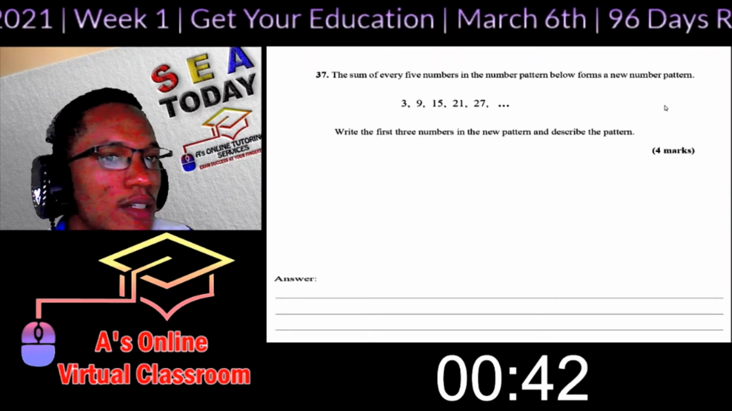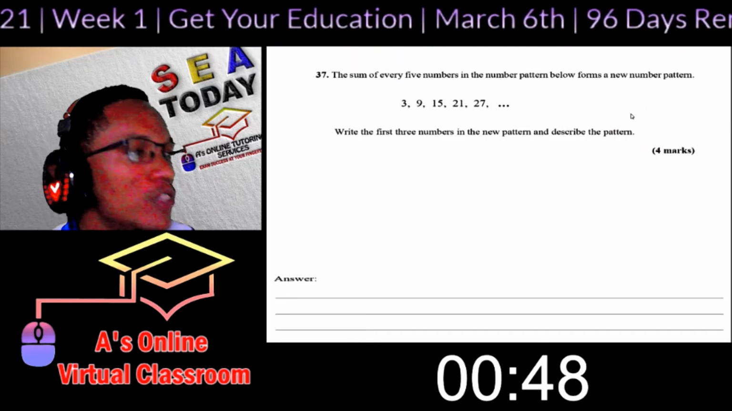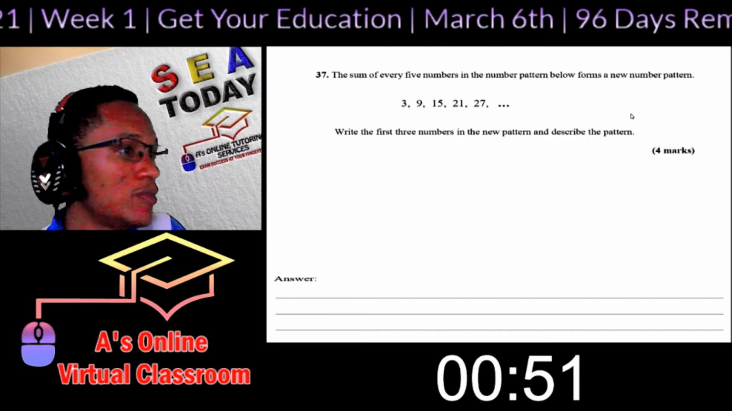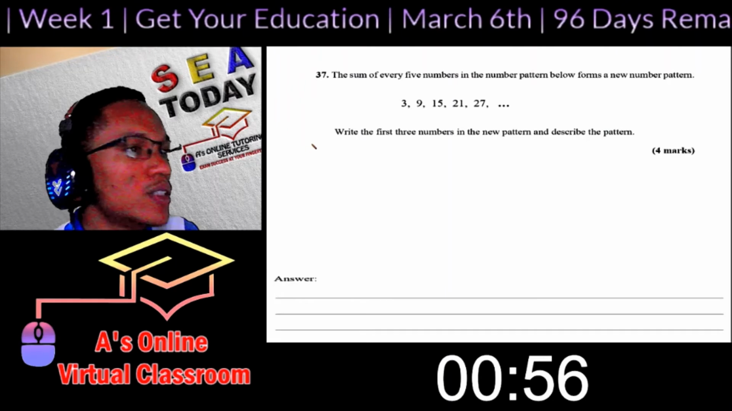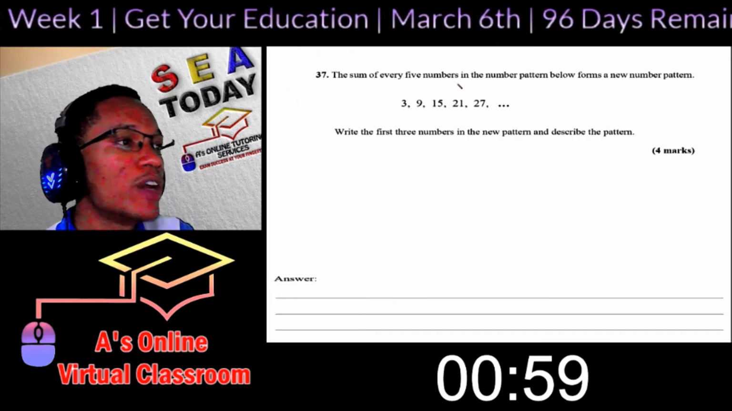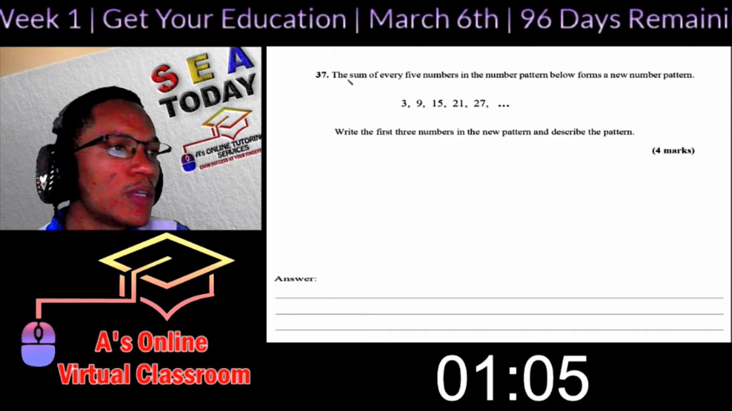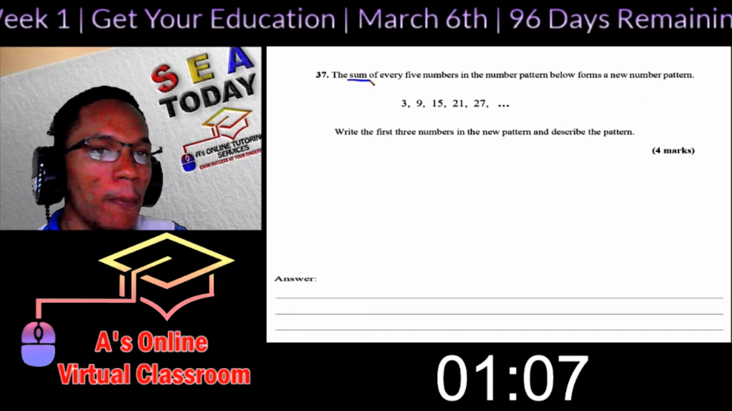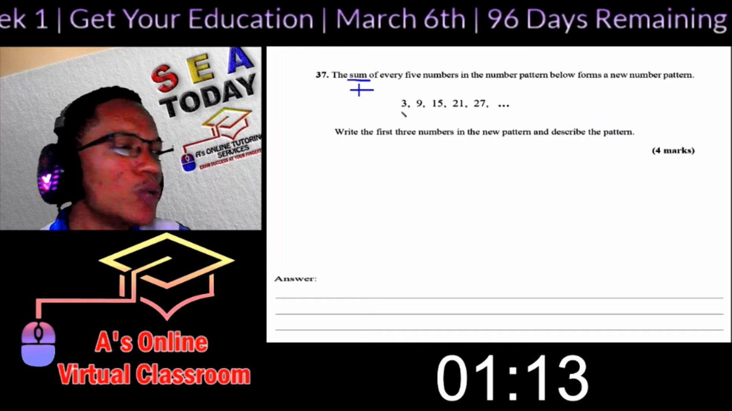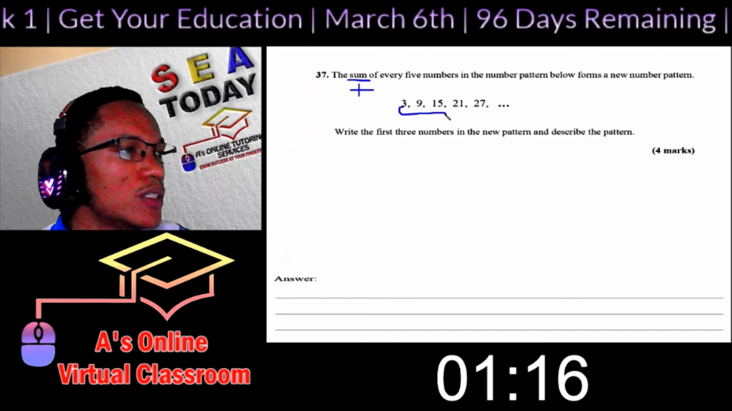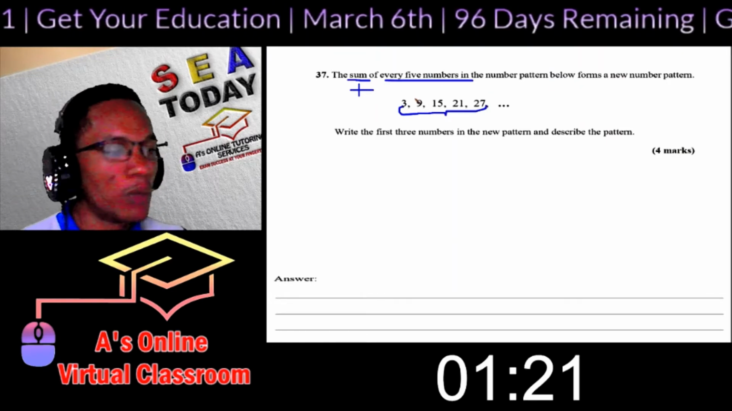These questions come very wordy, and you have to try your best to filter through what they're saying and what they're asking. So the first part of the question tells us that the sum of every 5 numbers in the pattern below forms a new number pattern. Some keywords here: sum, and this in mathematics means to add. This is the first 5 numbers in the pattern, and they say every 5 numbers, the sum forms a new number pattern.